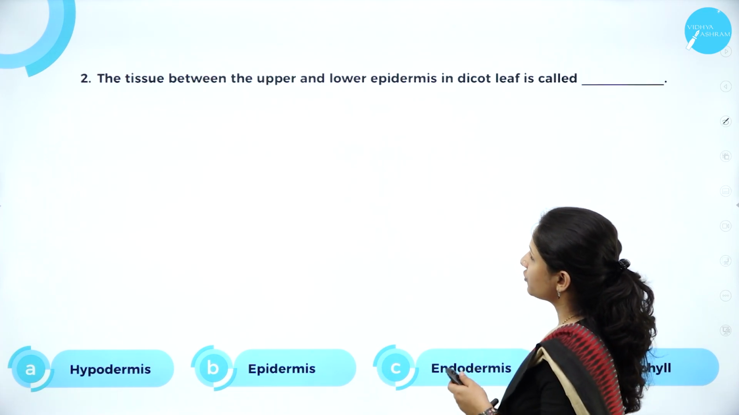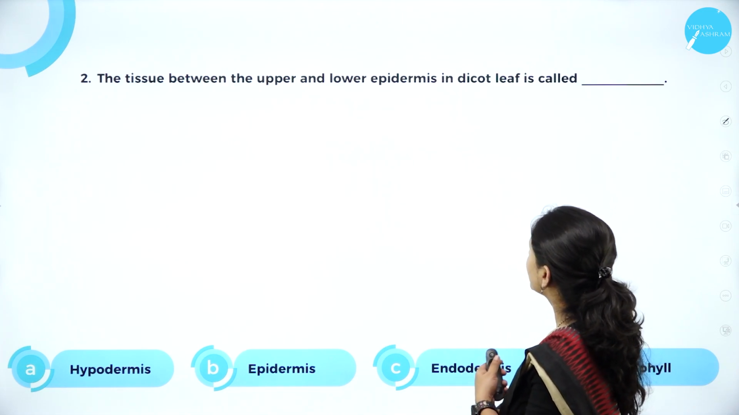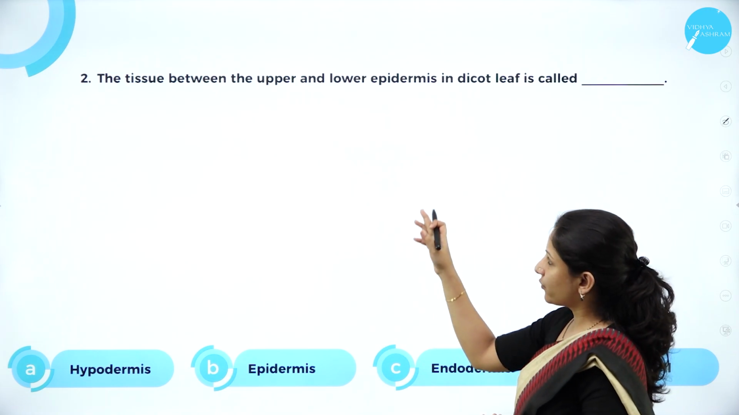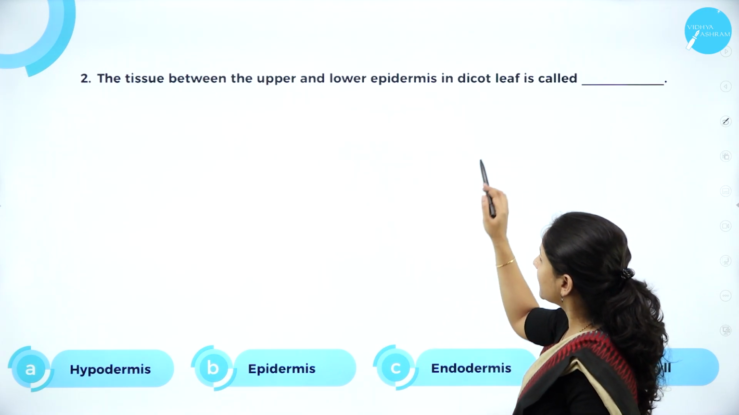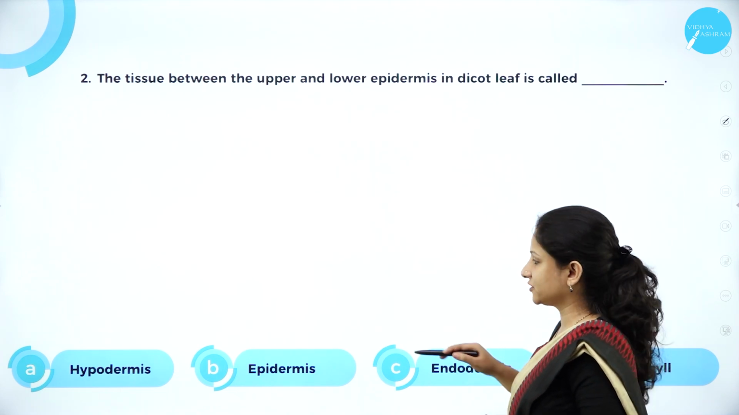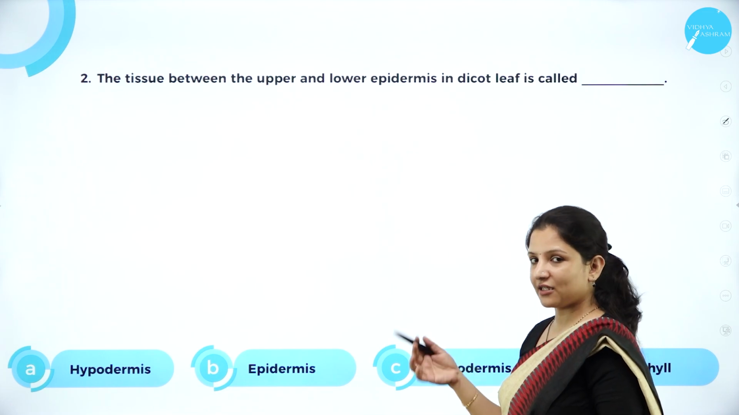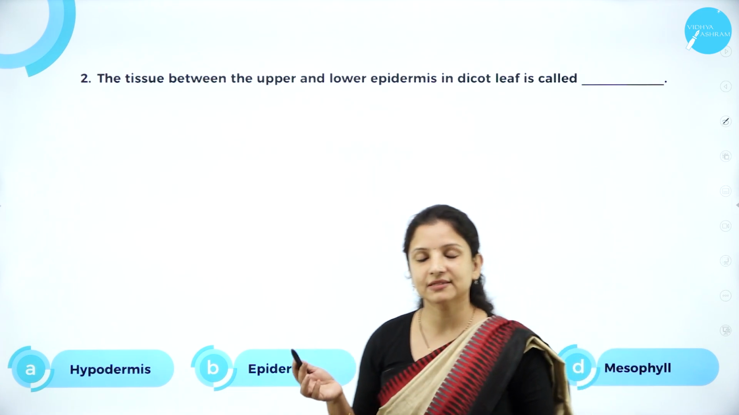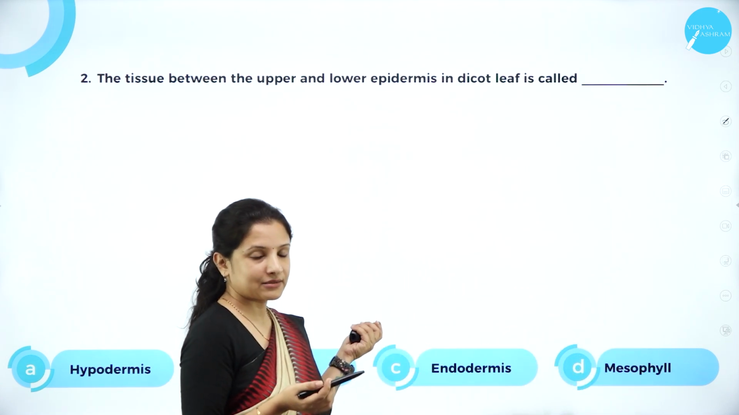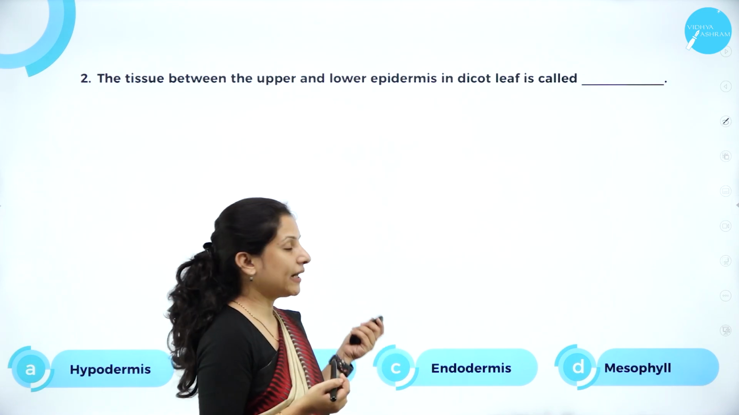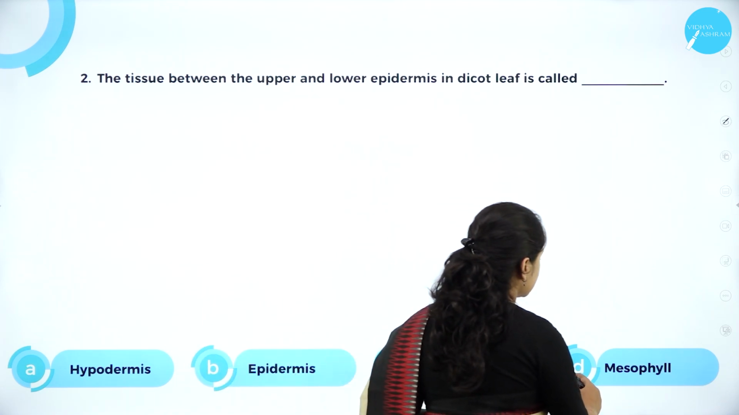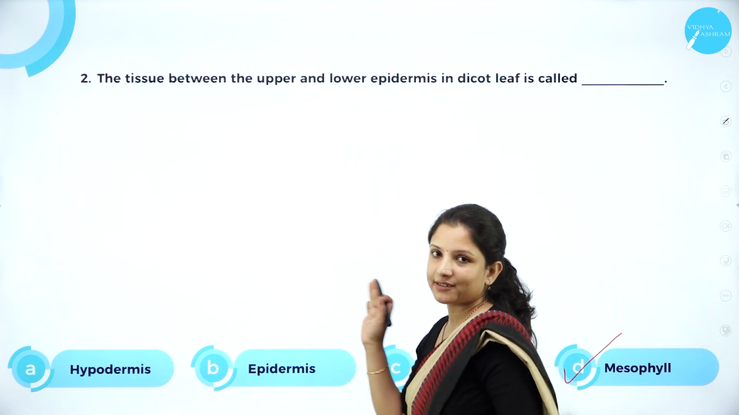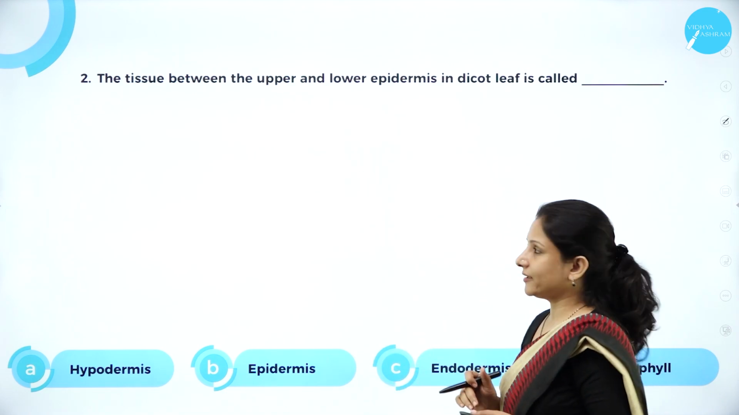Next question: the tissue between the upper and lower epidermis in dicot leaf is called. They can also ask the question as the tissue between the adaxial and the abaxial epidermis in dicot leaf is called. Is it called the hypodermis? No, that is in the case of stem. Epidermis? No, it is the outermost layer. Endodermis? No, it is the layer present inner to the cortex, which we don't find in leaves, because in leaves we call it the bundle sheath. So here the right answer is mesophyll. Whatever cells are present between the upper and the lower epidermis, we call it the mesophyll tissue. So option D is the right answer here.